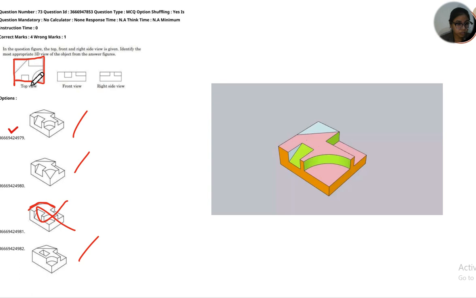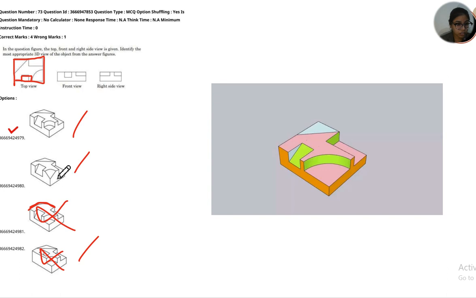Beside this, you have this one. Okay, here you can see this cutout. It is touching the edge, but see here the cutout is not touching the edge. That's why this one is wrong. Now we are left with these two images.